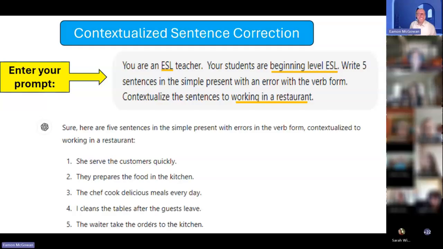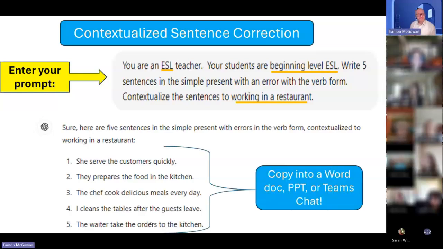And within the time it takes you to type that, you get these 5 amazing examples of sentences that each have an error in the simple present. And what I typically do is I'll copy these into a Word doc. It can be made into a handout. You can put it into your PowerPoint as a warm-up. If you teach online, you can pop it into the chat and then put them off into breakout rooms to discuss. You can put that into a class kick very easily.